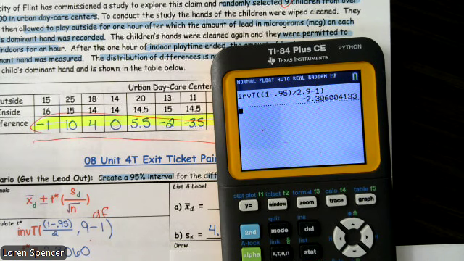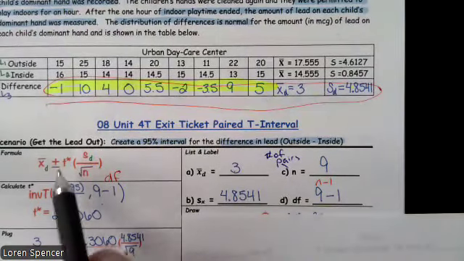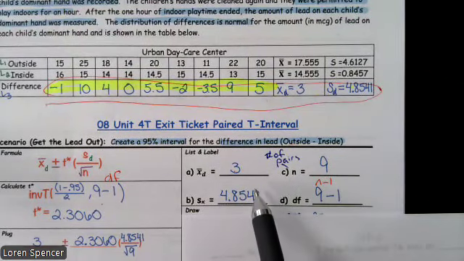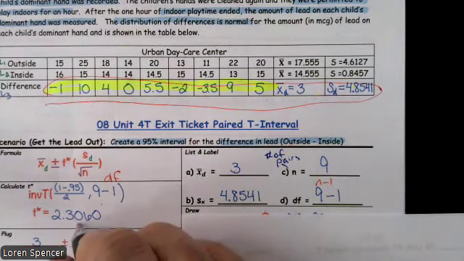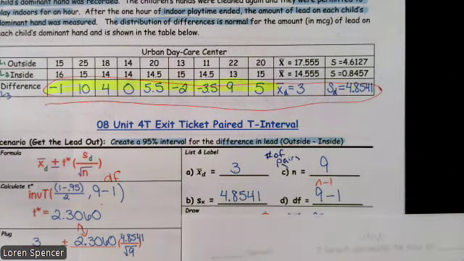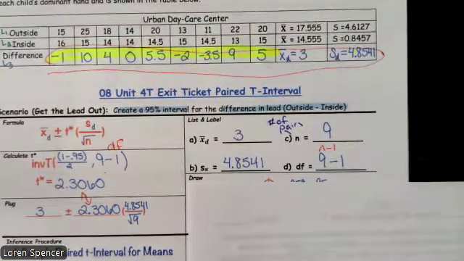We can go ahead and plug all of our information into our formula. We can plug in the sample mean of 3 for x bar. We can plug in our sample standard deviation right here. And of course, the number of pairs, which was 9. And this was our t-star. We're going to run a one sample paired t interval.